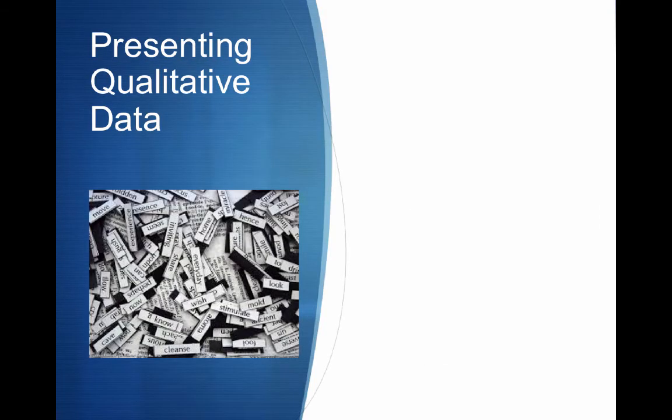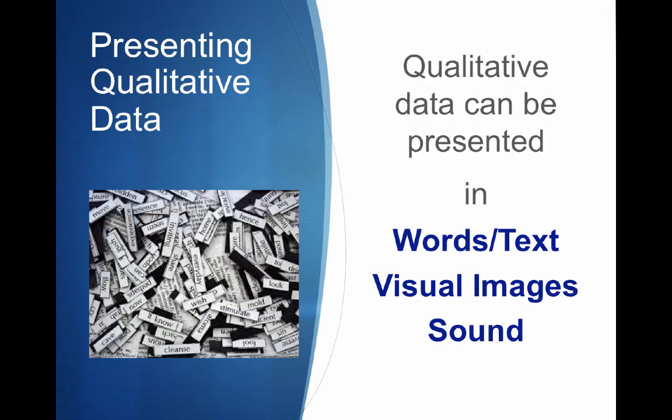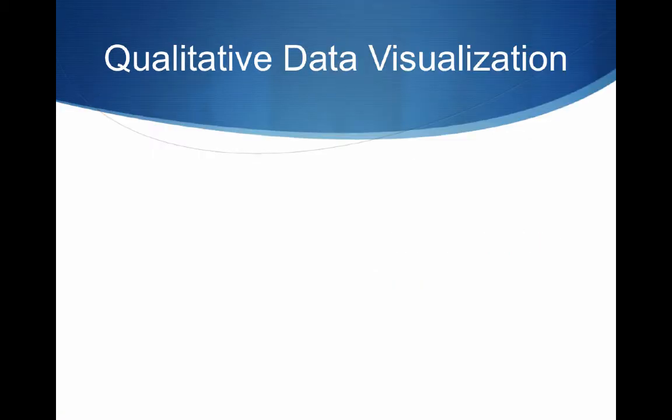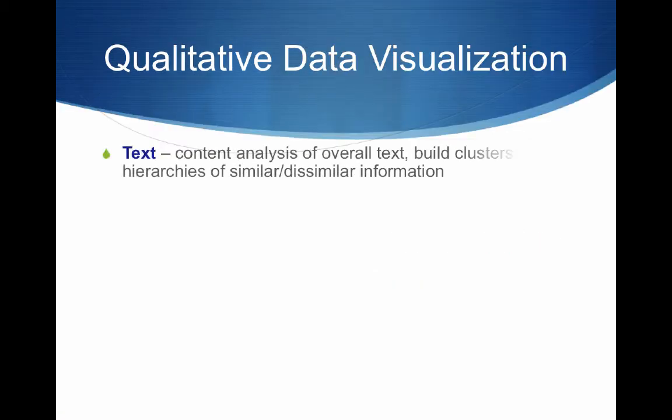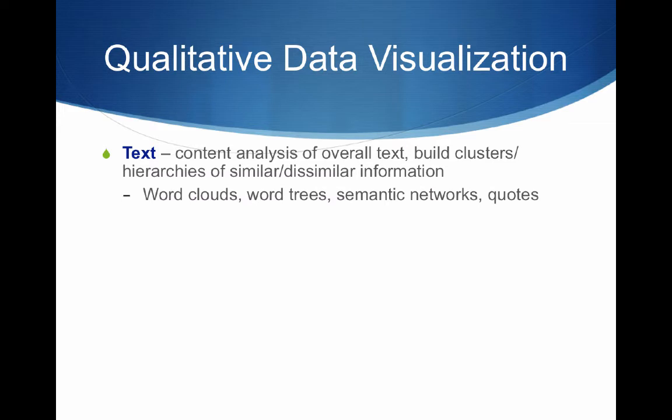So qualitative data can be presented in words, text, visual images, as well as sound. Qualitative data visualization. Text is the first most likely. Once you've done a content analysis of the overall text, you can build clusters and hierarchies of similar and dissimilar information. Things like word clouds, word trees, semantic networks, quotes.